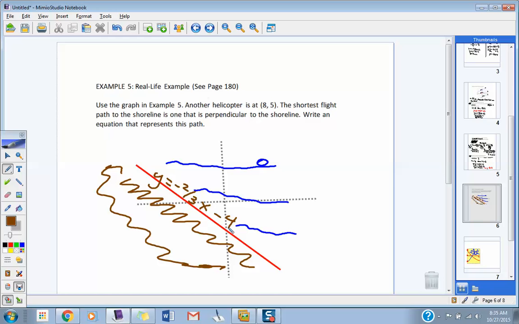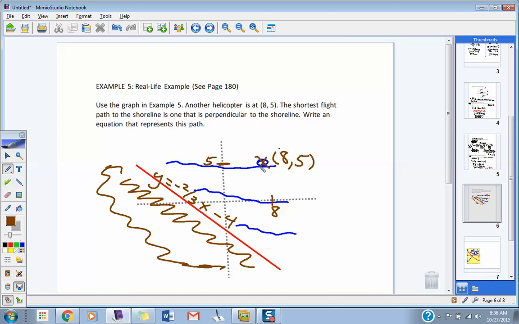Okay? And up here, I'm going to say, this is the boat that we're trying to get out there and rescue people off of with a helicopter. We're going to say that this is out here at coordinate (8, 5) on a map. We want to go ahead and get to that right there. Our job then is to rescue those people and get them back to shore as quick as possible.